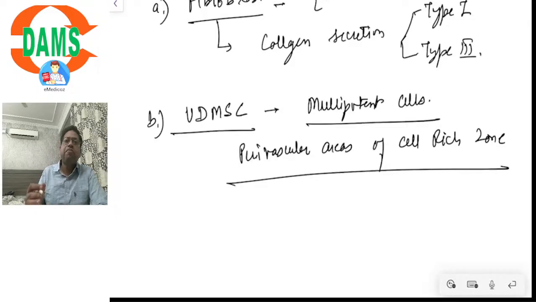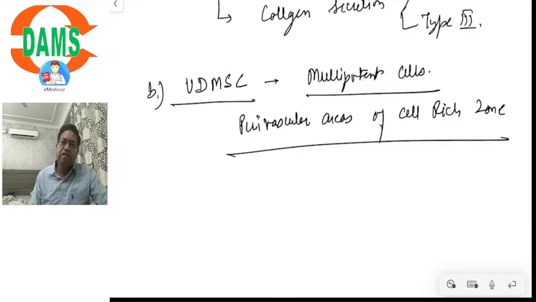The details of the stem cells I am not taking right now. What are the different types of stem cells present? What is the function, etc.? That is the subject of another topic. We would see it in some other session. Right now, you just remember that there are multipotent postnatal stem cells present in the dental pulp, which are mostly distributed in the perivascular areas of the cell-rich zone.